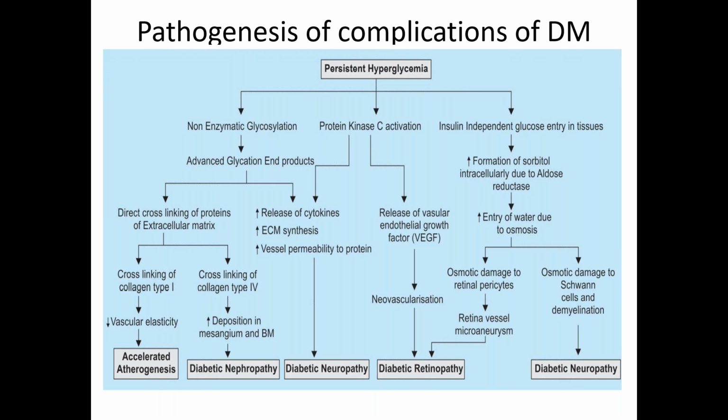So the same thing is illustrated here. How hyperglycemia directly or indirectly contributes to various complications: atherosclerosis, diabetic nephropathy, neuropathy, retinopathy, like that. So the most important pathogenetic mechanism is non-enzymatic glycosylation of proteins. This is very important. The proteins are non-enzymatically glycosylated.